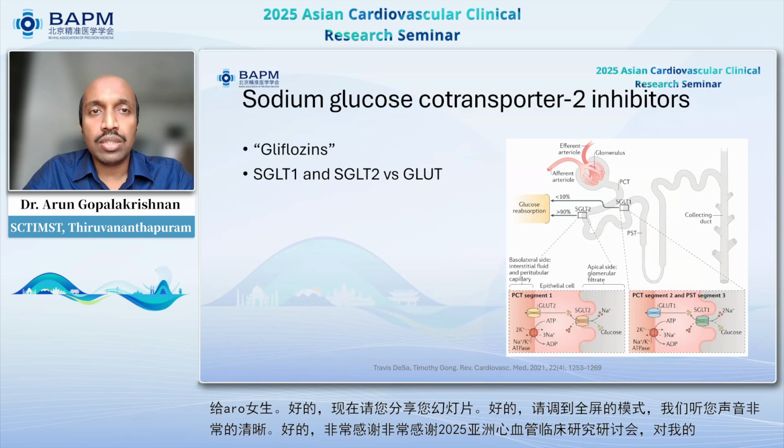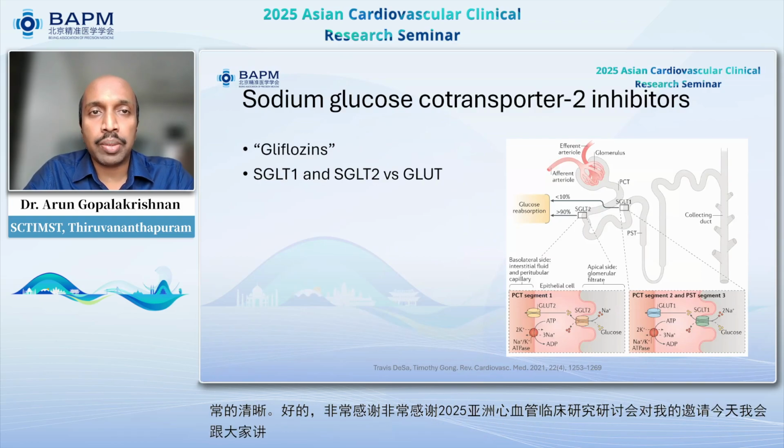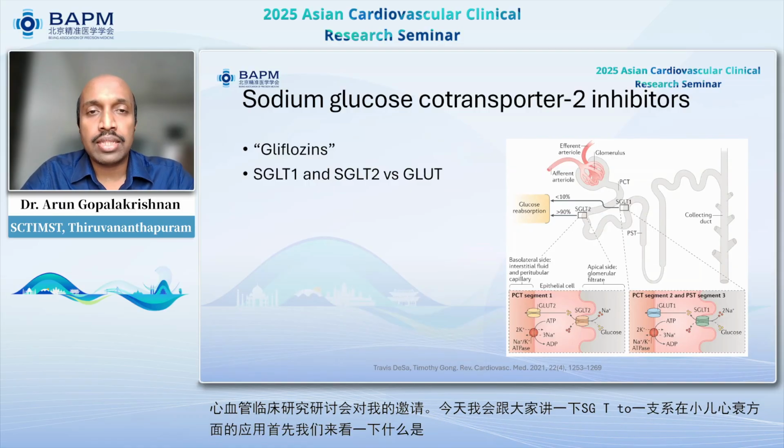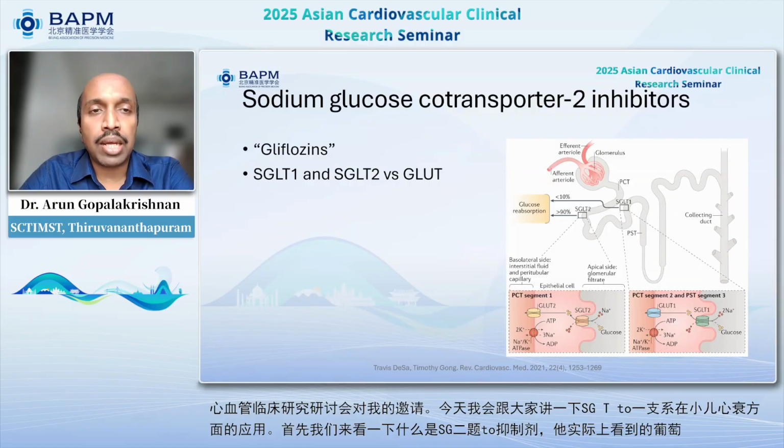So what are SGLT2 inhibitors? They refer to sodium glucose co-transporter 2 inhibitors and are simply termed gliflozins as well. It started as anti-diabetic drugs, and the drug acts primarily on the kidneys.